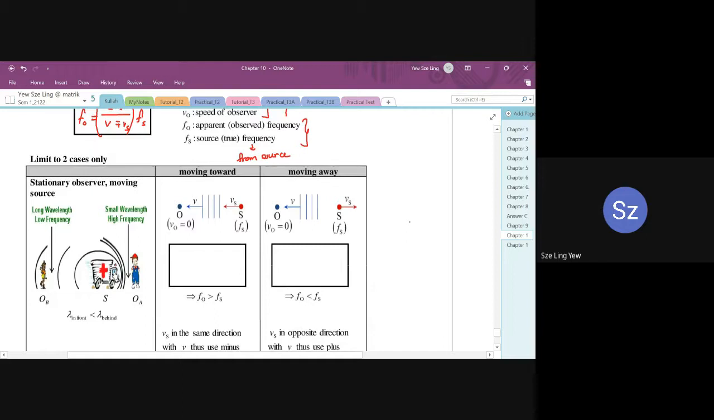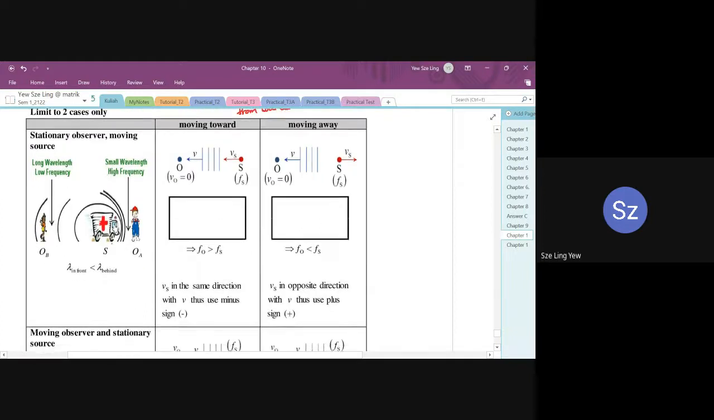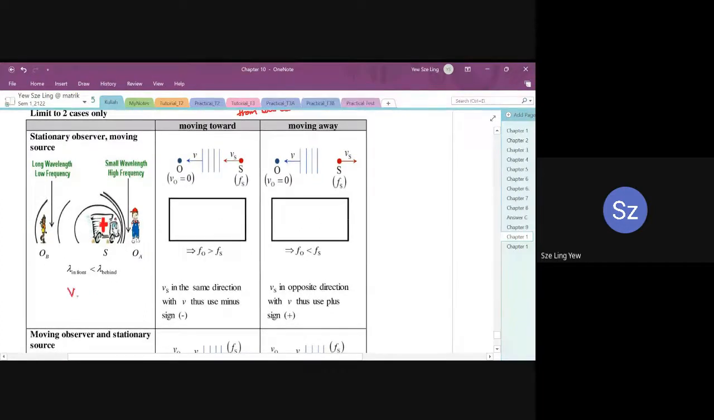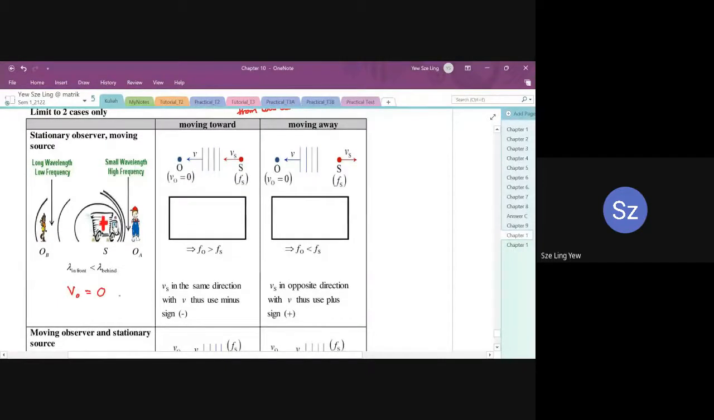Okay, so now let's say you have a stationary observer. For a stationary observer, your Vo is equal to 0 meters per second, because the observer is not moving. So, stationary observer, with the source moving towards the observer. Moving source. Now your source is moving towards the observer.